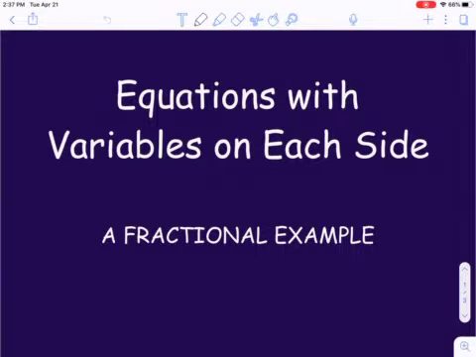Hi everybody, me again. Let's look at equations with variables on each side. Let's look at a fractional example, in other words, an example that uses fractions.